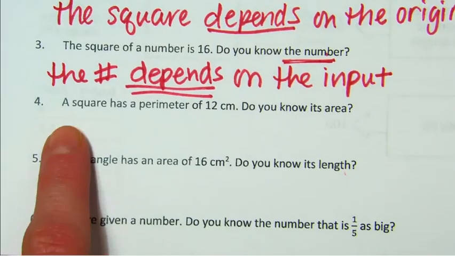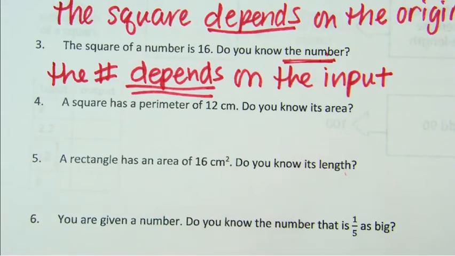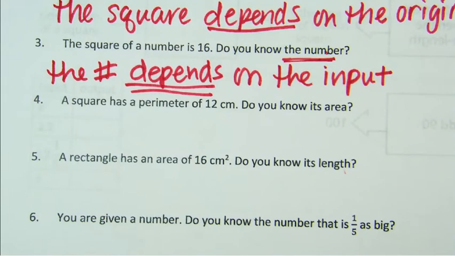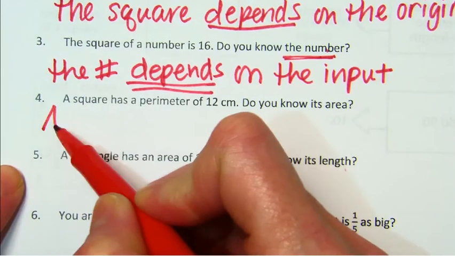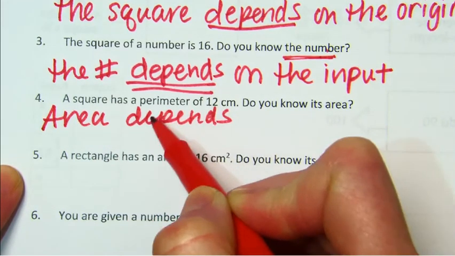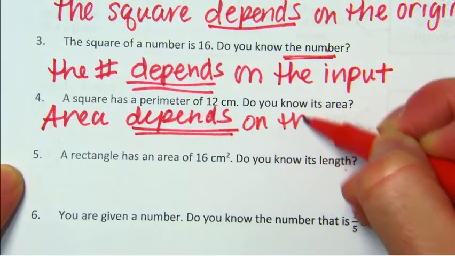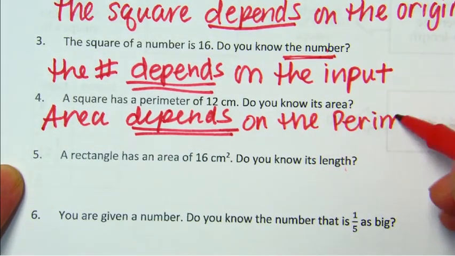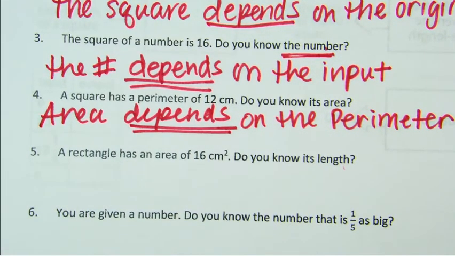Our last one. The square has a perimeter of 12 centimeters. Do you know the area? Yes, I can figure out what the area is, but I can only figure out the area if I know the original piece of information, which was the perimeter, right? So the area depends on the perimeter.